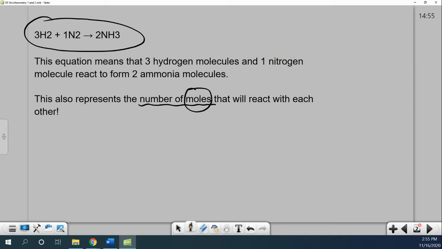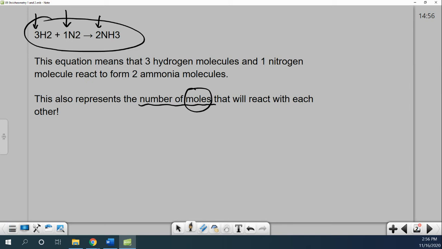So if you think about it, let's say I had 6.02 times 10 to the 23 molecules, 1 mole, of N2. Well, I would need 3 times 6.02 times 10 to the 23 to make it work. I would need 3 moles. And I'd end up with 2 times 6.02 times 10 to the 23. I'd end up with 2 moles of product.